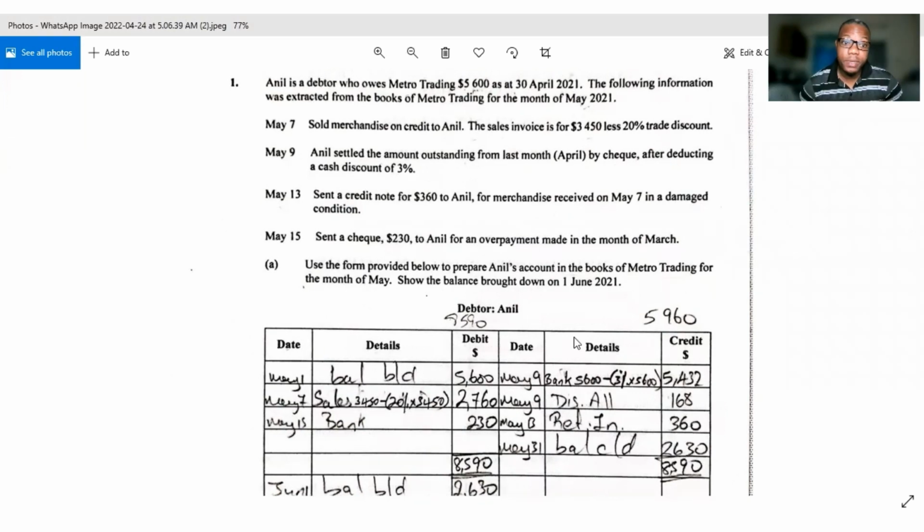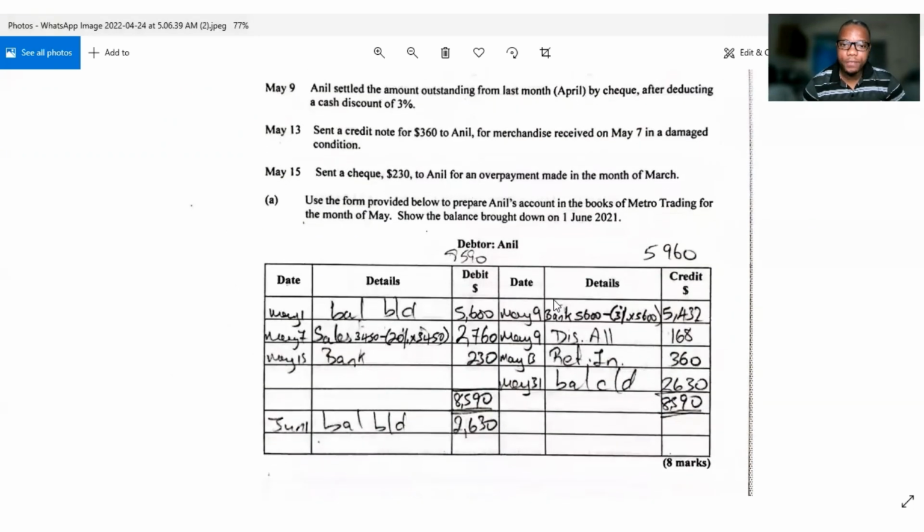That's pretty straightforward. So May 15, it says, sent a check $230 to Anil for an overpayment made in the month of March. And so if Anil had paid money in the month of March, the information would have been recorded on the credit side of Anil's account. Now, if we want to reverse this transaction, we simply do the opposite, which is to debit 230, right? So this bank that you see on the debit side is actually a refund, and that is why when you look in the control account, you will see refund being on the debit side. Essentially, what we should do is debit the sales account, especially if the monies have been paid over already.